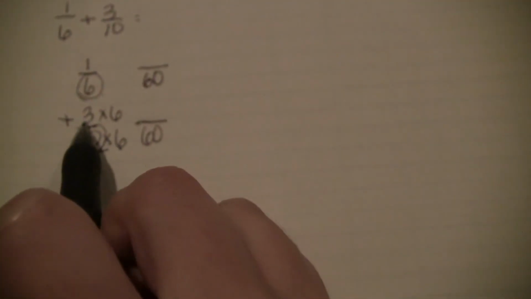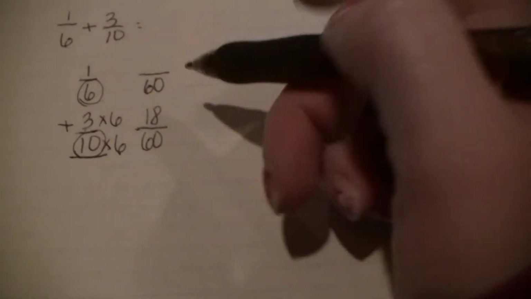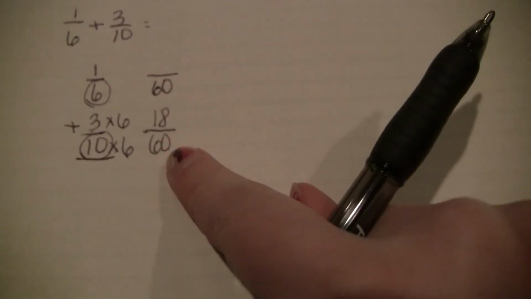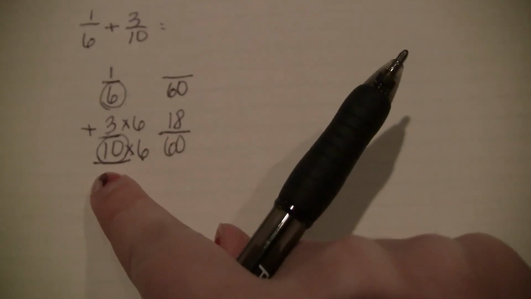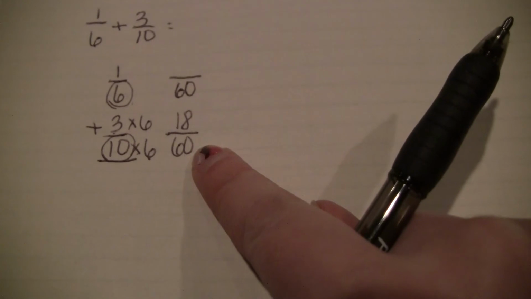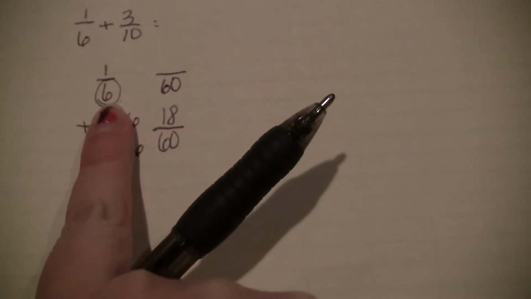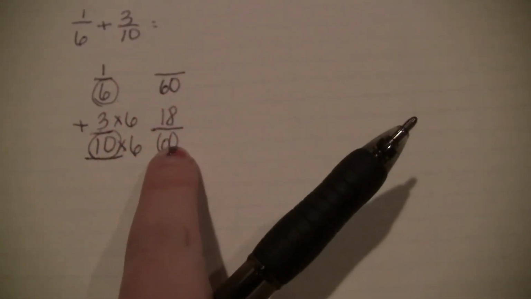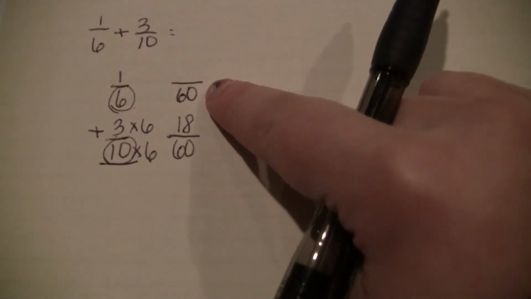And I'm multiplying straight across. 3 times 6 equals 18, just like I did here with 10 times 6 equals 60. So now that I'm done with this fraction, done meaning I found an equivalent fraction for 3/10, but I found 18 out of 60. So I can completely ignore that one, and this one will be my new fraction. But I need to find my new fraction for up here. So I'm going to look at 1/6.